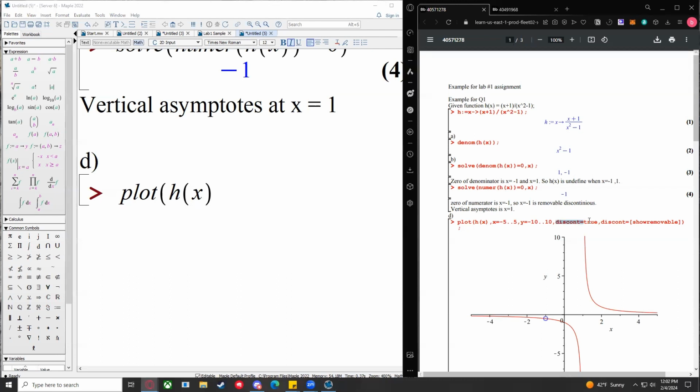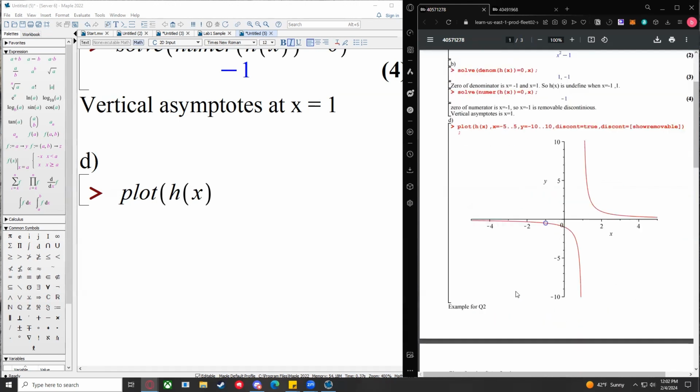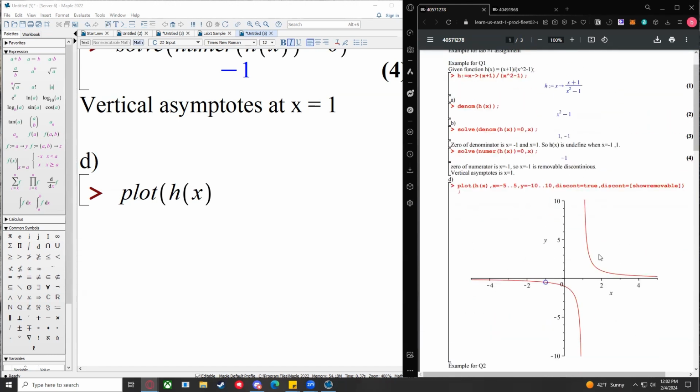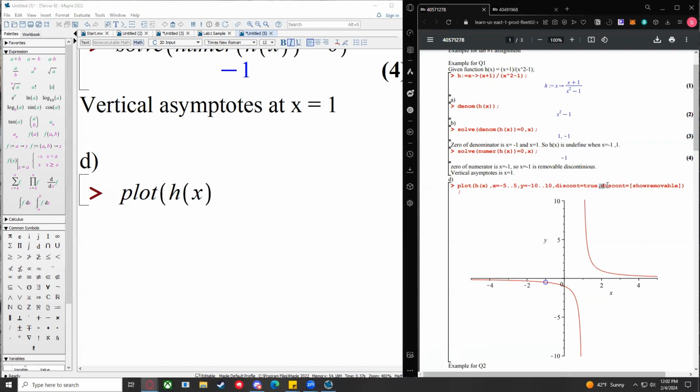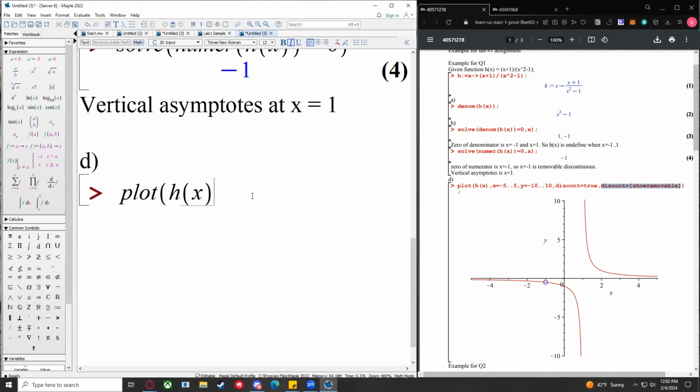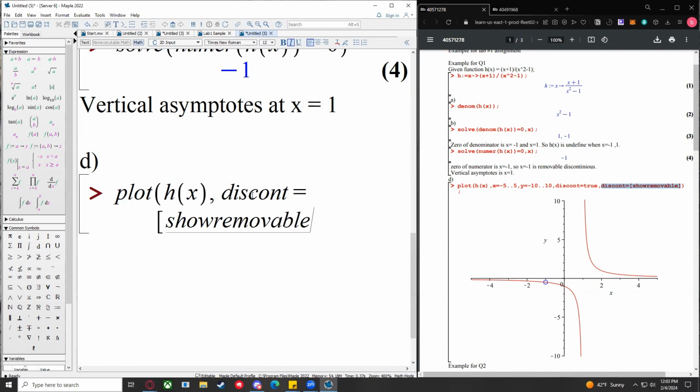But we do want to use this discount equals true and discount equals show removable. I didn't speak about it too much. As I mentioned, there's a lot of features to these plots that could be useful. For this specific lab, we're going to use discount equals show removable. You don't need the true one, because show removable does everything that discount equals true does and more. So we don't have to use both. I can just write this and then write discount equals show removable. And I'll get my graph.